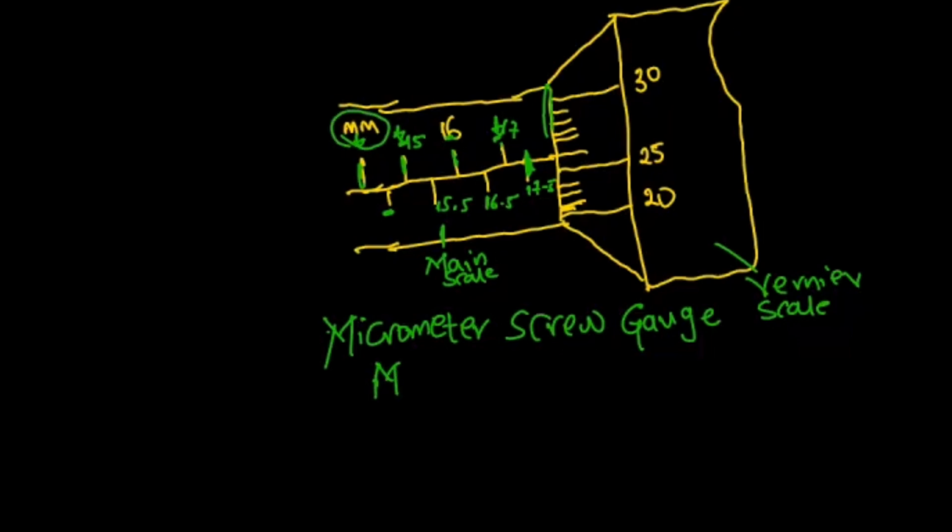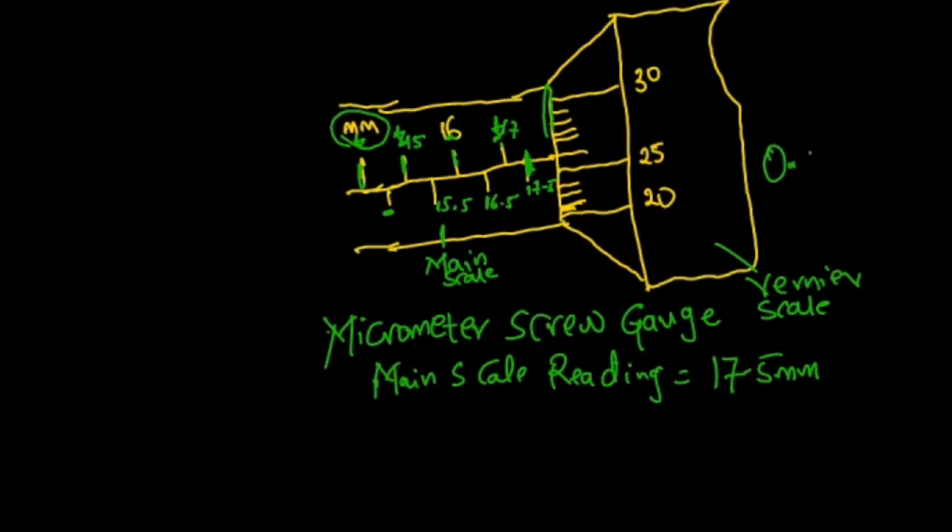So your main scale reading is going to be 17.5 millimeter. Now for the vernier scale, recall that the degree of accuracy for the vernier scale is 0.01 millimeter. So you are reading in 2 decimal places. So this is going to be 0.20 mm. This is going to be 0.25 mm. This is going to be 0.30 mm. So you are reading to 2 decimal places.